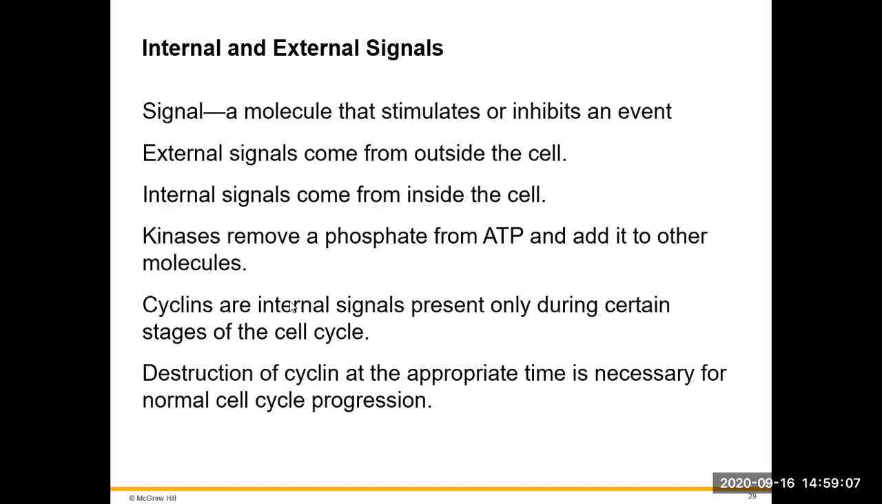Cyclins, as the name implies, if you have a cyclin, that means that cell is going to go through a lot of cell division again and again. These are internal signals present only during certain stages of the cell cycle. If you have cyclins, you are going to go through the cell cycle indefinitely. That's why they are present only when they are needed. For this reason, we have to destroy the cyclins after we use them. Otherwise, the cell is going to go through an unnecessary cell cycle.